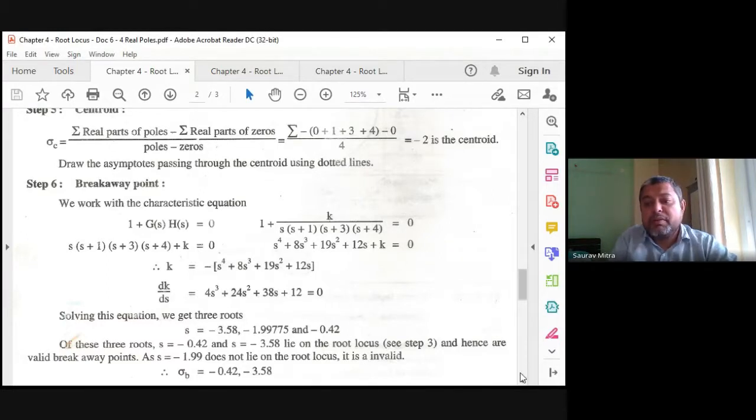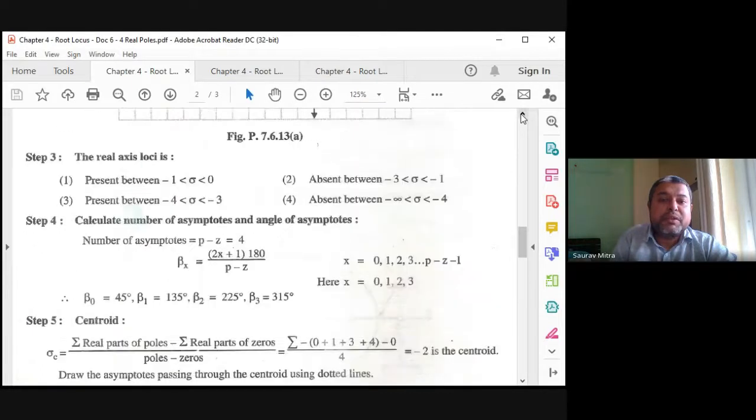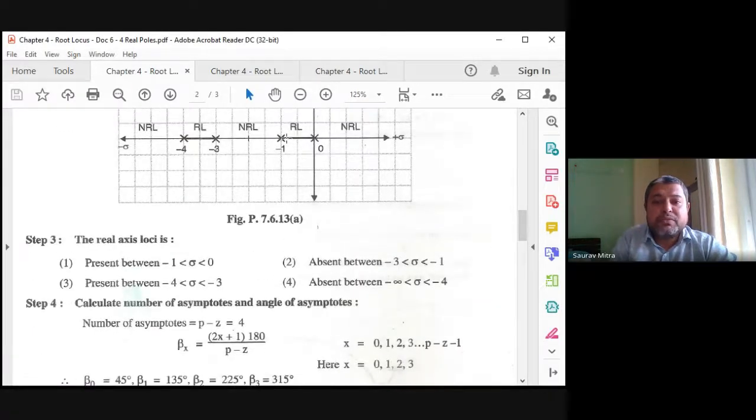So the breakaway points we have found are minus 0.42 and minus 3.58. That means what we understand from the images: the poles at 0 and minus 1, minus 1 will go rightward, 0 will come leftward, they will collide at minus 0.42, and then they will go upward, bend rightward and cross the imaginary axis. This is the first understanding. The second understanding is that minus 3 and minus 4 will collide at minus 3.58, and then they will go towards the left hand side of the s plane, and they will always be stable.